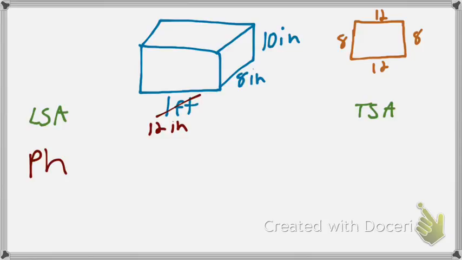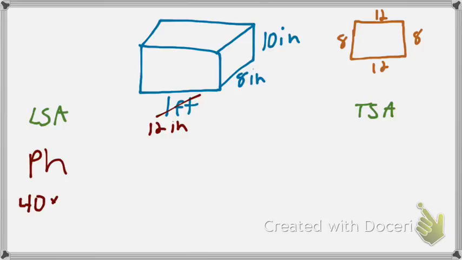Perimeter of the base. How do you find the perimeter of a shape? Add up all the sides. 8 and 12 make 20, 28, and 40. All right. So the perimeter of the base is 40. Just adding it all the way around.